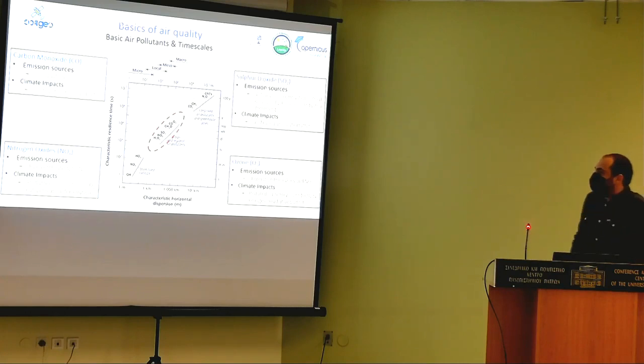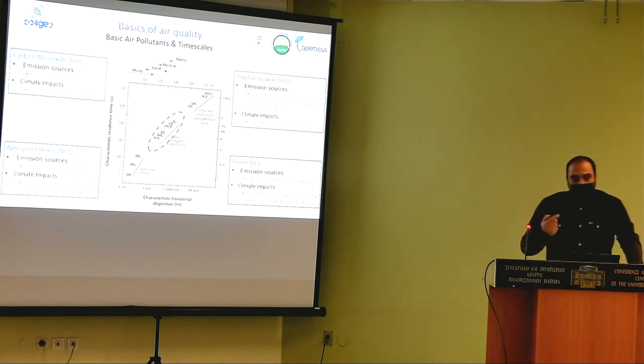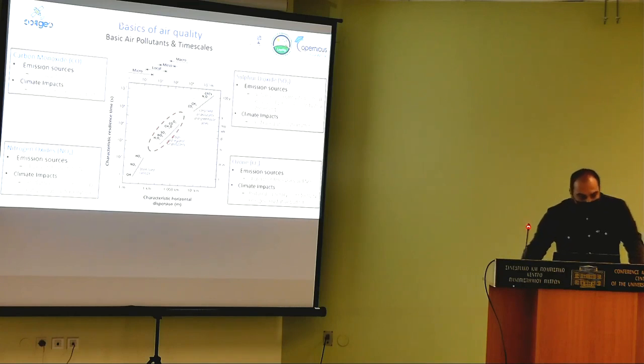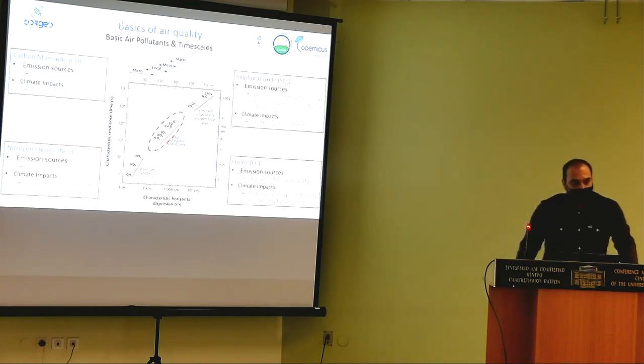Carbon monoxide is an odorless pollutant coming from combustion, and its climate impact is that it contributes to the formation of ozone, and it can also be oxidized to give carbon dioxide. And then the NOx, the nitrogen oxides. The primary emission sources are fuel combustion and soils. As for climate impacts, they contribute to eutrophication and fertilization, and also they act to produce tropospheric ozone.